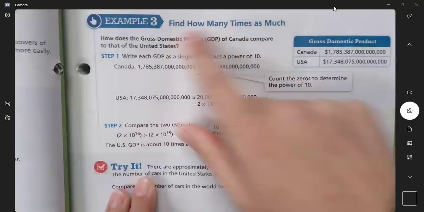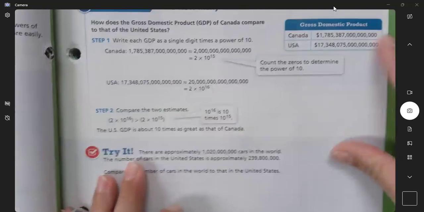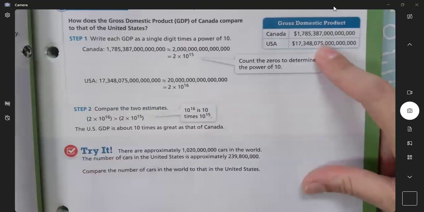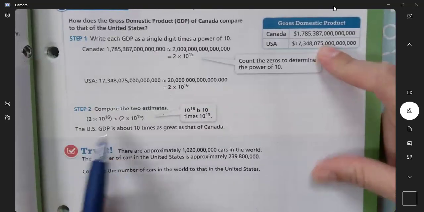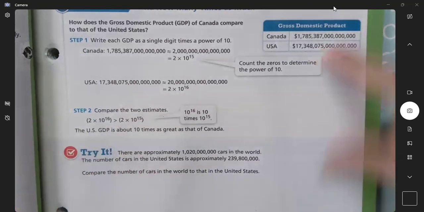So for example 3, we're finding out how many times as much. So the same things for this one, this example they gave you. You're basically comparing them still.